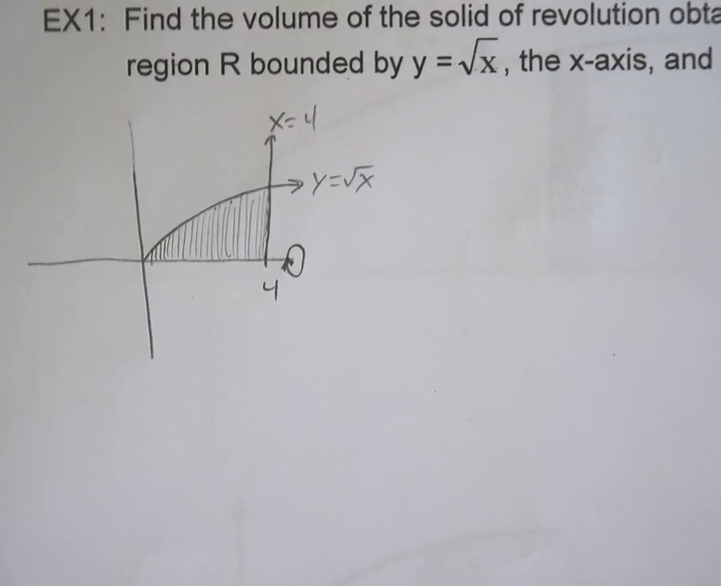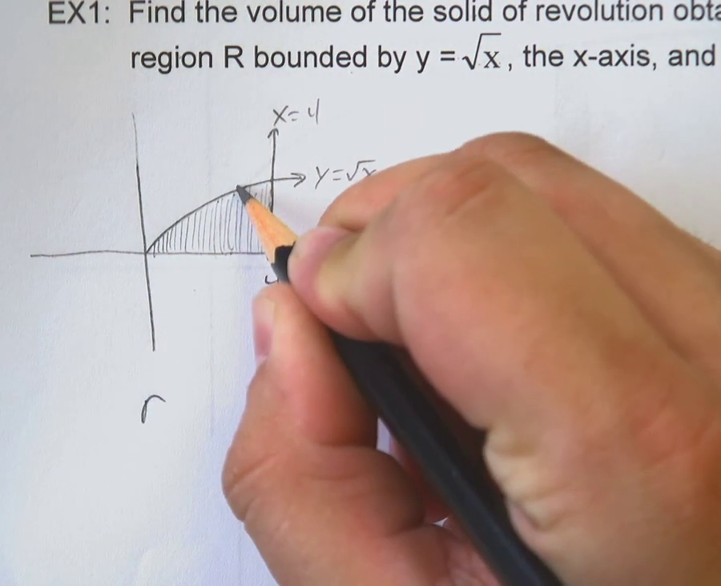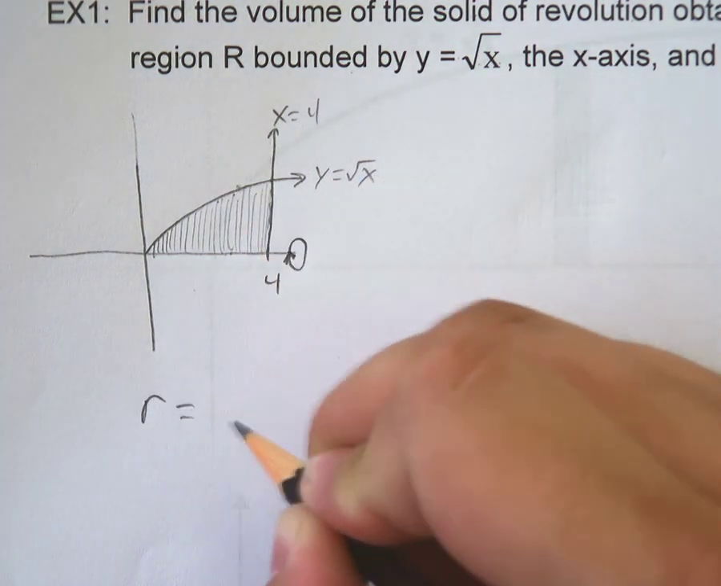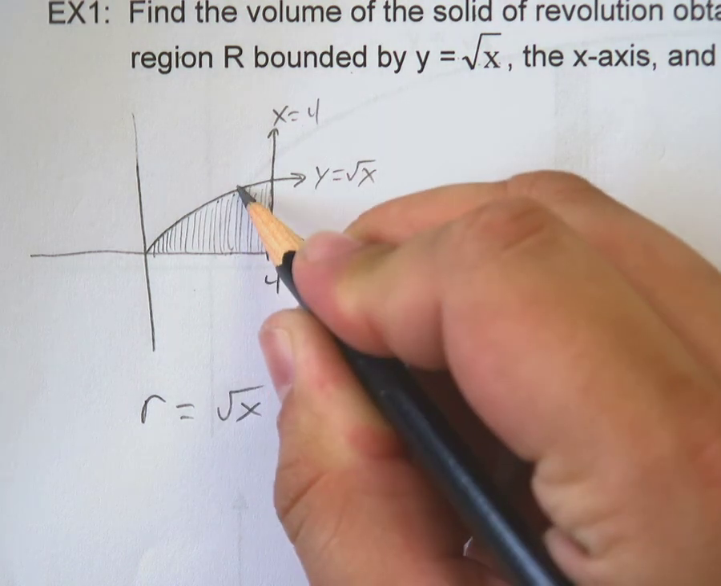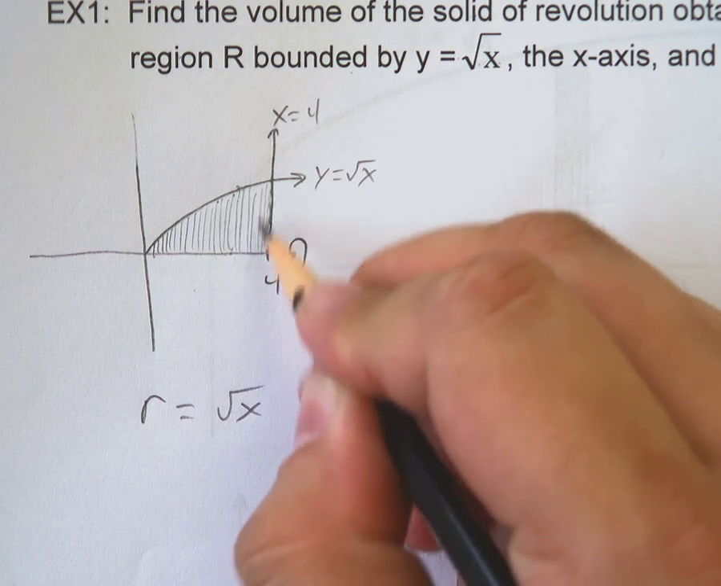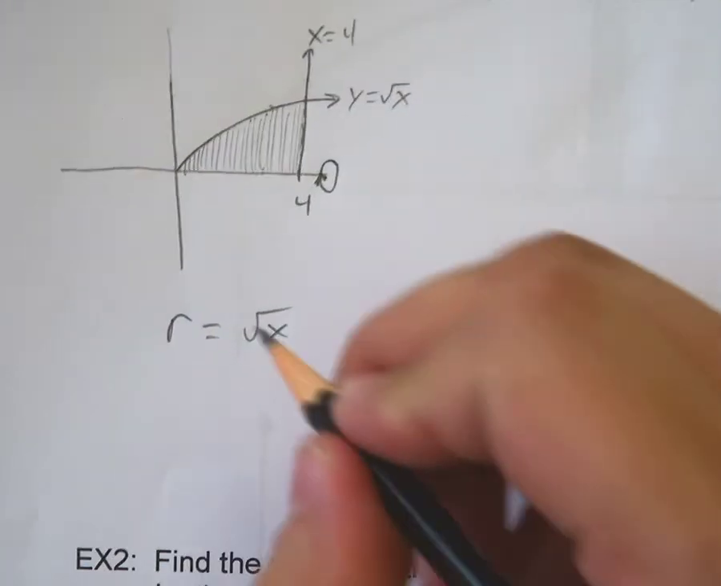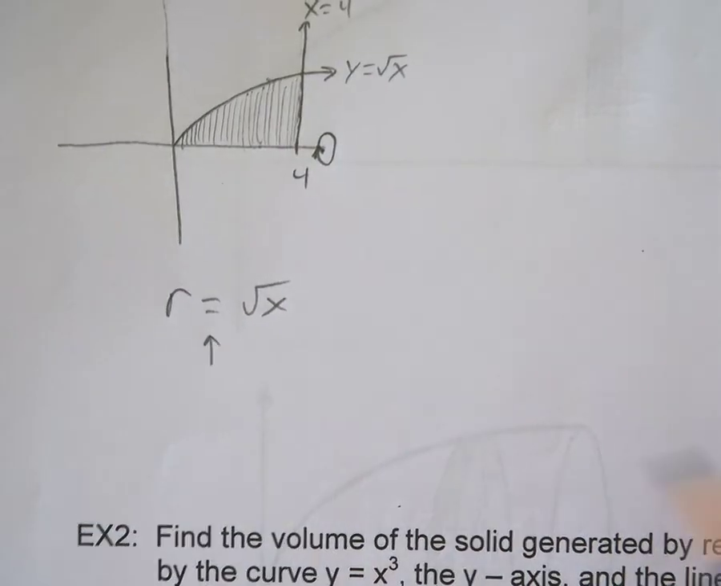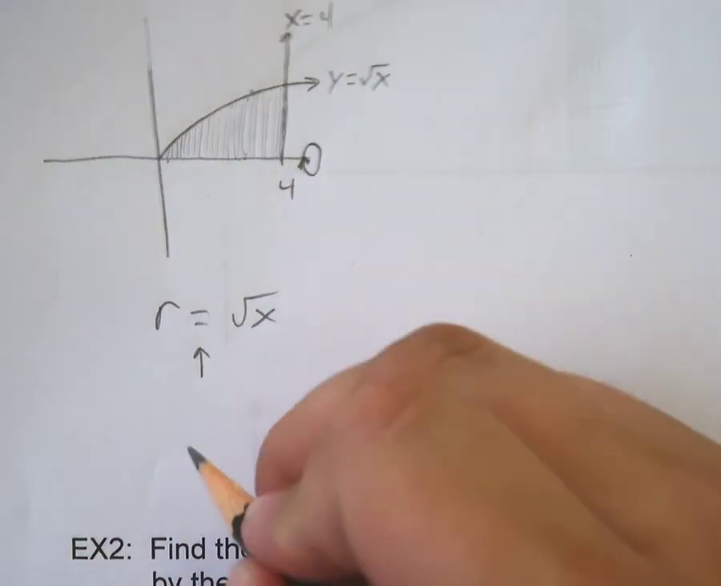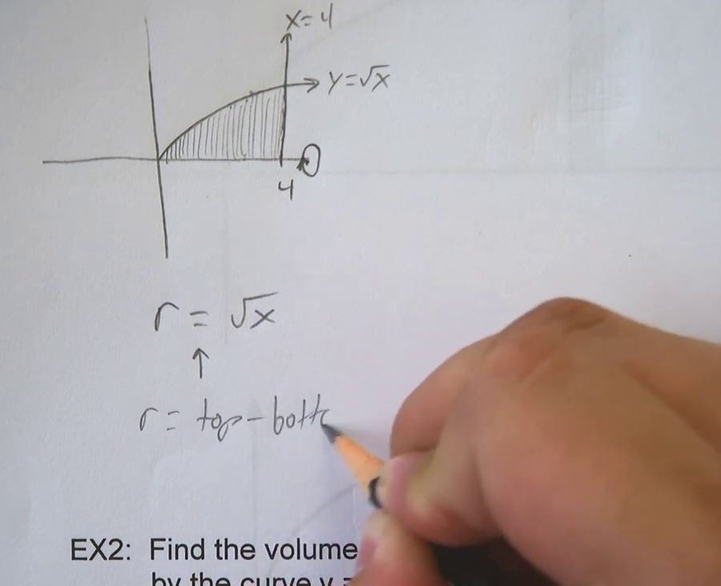Alright, so here's how I'm going to do that. I'm going to say that my radius goes from 0 to this graph, right? My radius has to be the square root of x. And it's going to change, obviously. If it's over here, it'll be this small. If it's over here, it'll be this big. Now, how we came up with this, and how you'll do this from now on, your radius is the top equation minus the bottom equation.